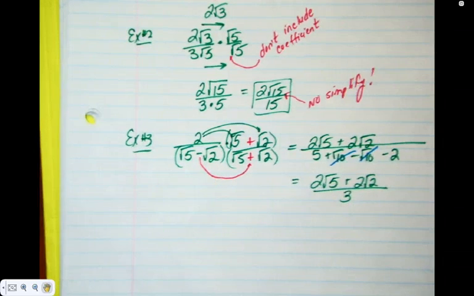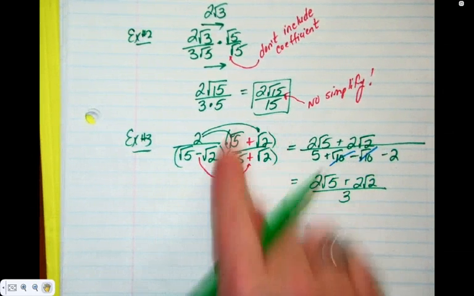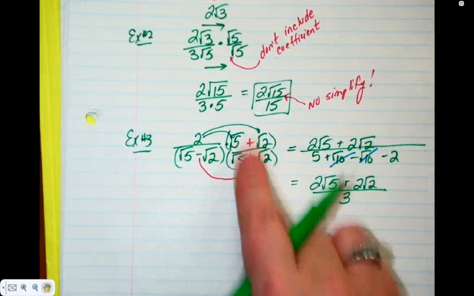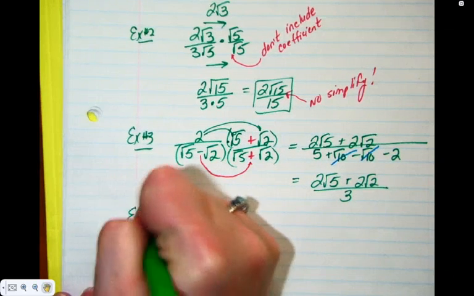The only way to get rid of it on the bottom when it's a binomial is this conjugate. The only way to multiply by something is to make the conjugate on the top and the bottom because it's equal to 1. Last one. This is as hard as they're going to get.